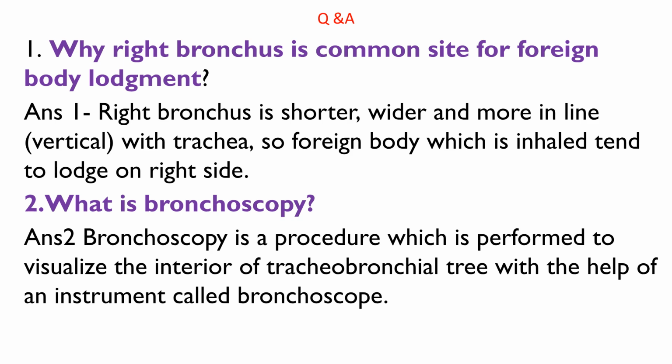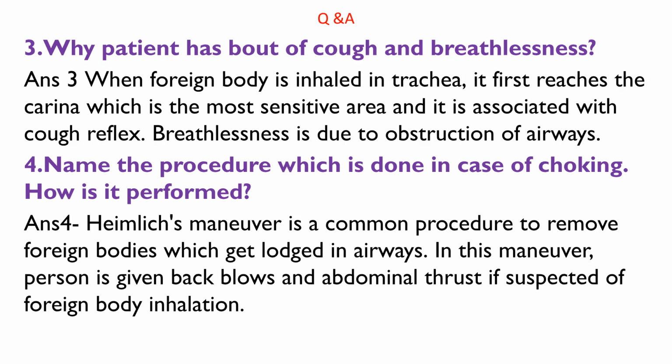To answer our first question, the right bronchus is shorter, wider, and more vertical, which is why foreign bodies tend to lodge there. Bronchoscopy is a procedure using a bronchoscope to visualize the interior of the tracheobronchial tree. The cough and breathlessness occur because the foreign body reaches the sensitive carina, triggering the cough reflex, and breathlessness is caused by airway obstruction. Heimlich's maneuver is the procedure done for choking.